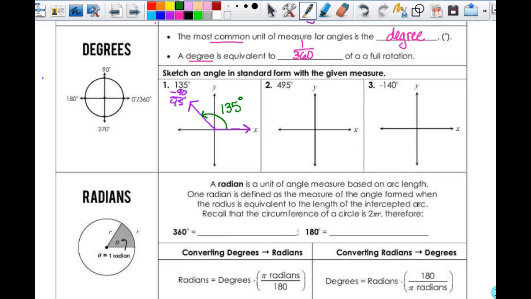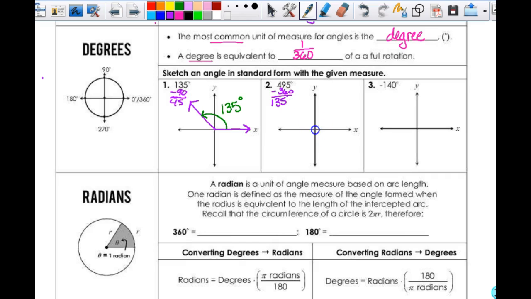Okay, so then 495. Is that more than one rotation? Yes, it is, because I start here, go around to 360, and I got to keep going. So I'm going to subtract 360 from this. That leaves me with 135. Well, that's what we just drew.